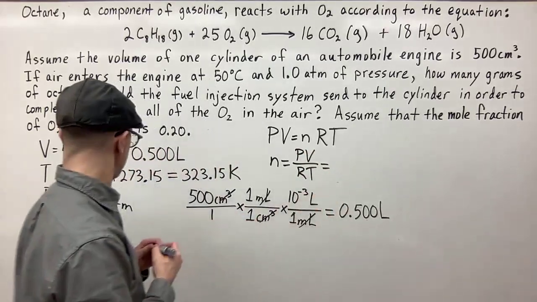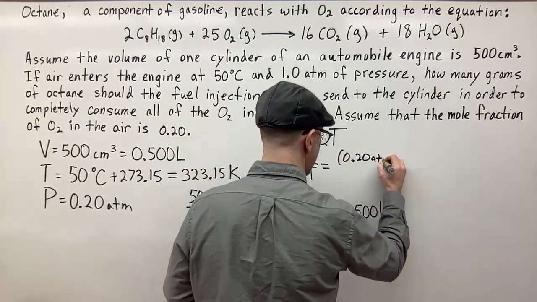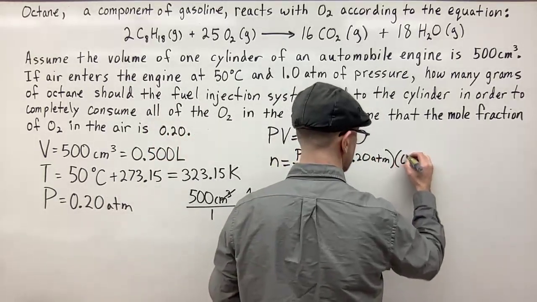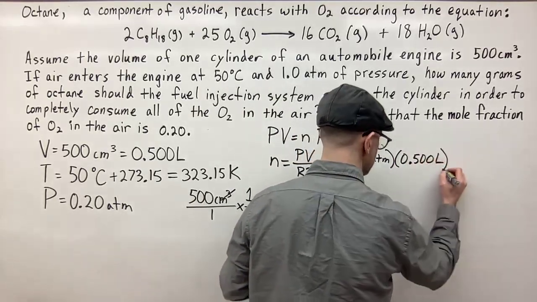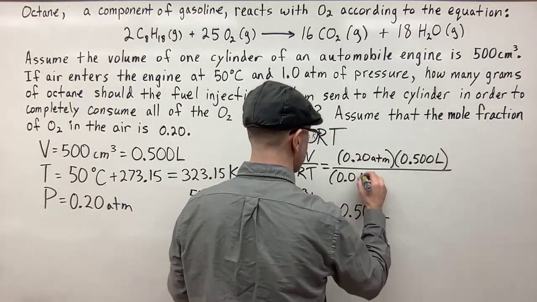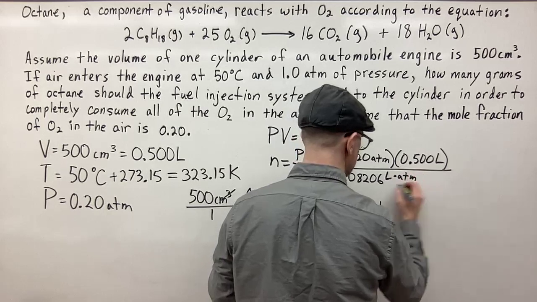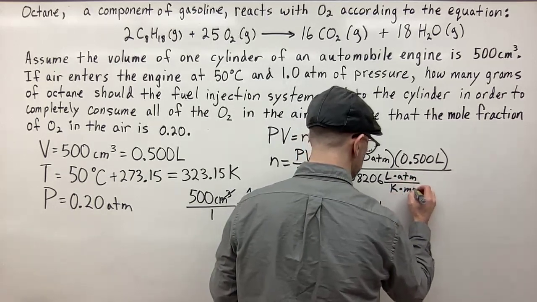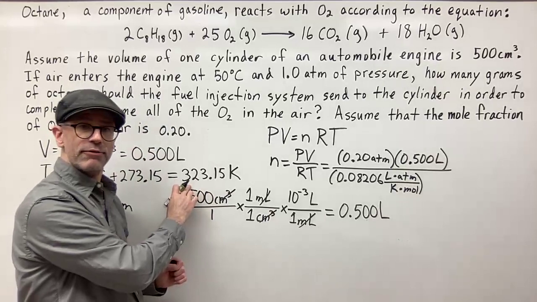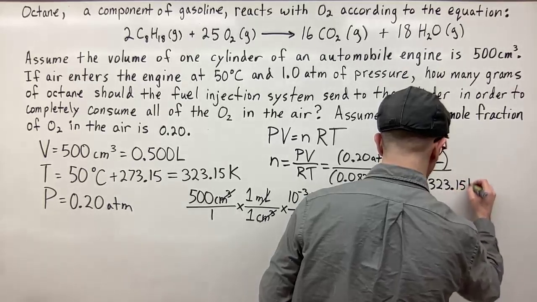And now I just plug in my pressure. So pressure is 0.20 atmospheres. Volume is 0.500 liters. R is going to be 0.08206, and that's going to be liter atmospheres over Kelvin mole. And we're going to multiply by the temperature, which is 323.15 Kelvin.